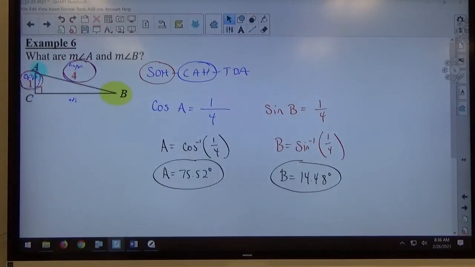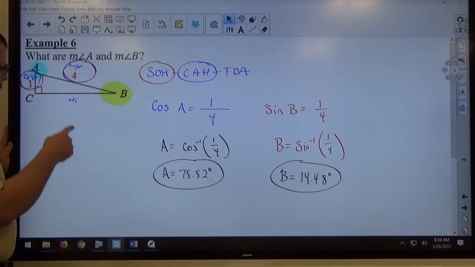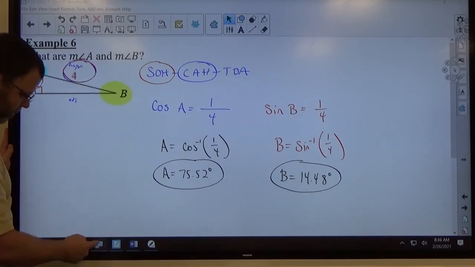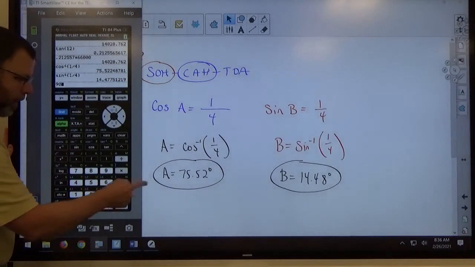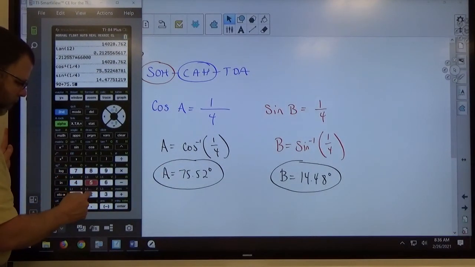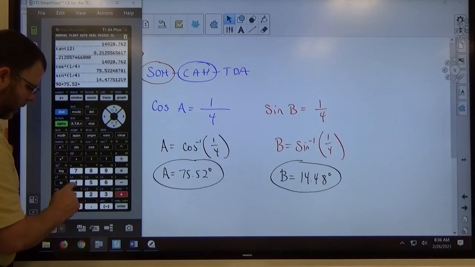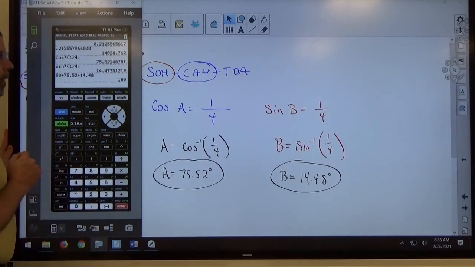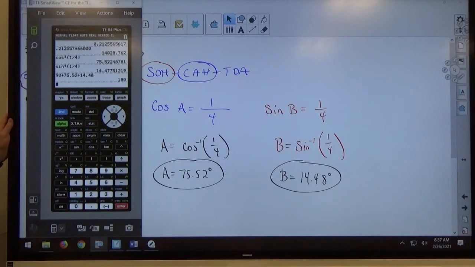Now, what are the three angles supposed to add up to? 180. 180, right? So if I wanted to make sure I'm right, I've got my angle A, got my angle B. If I just do 90 plus this angle 75.52 plus that angle 14.48, they should equal 180. Rounding could make it 179.99, 180.01, but they should be right around 180. Again, if we start rounding, there's a possibility of an error. It usually doesn't happen much in these, but it could.